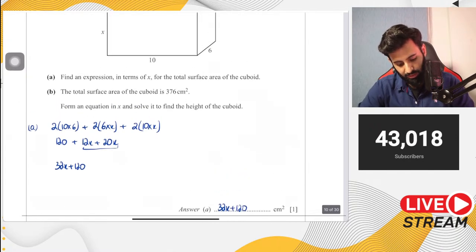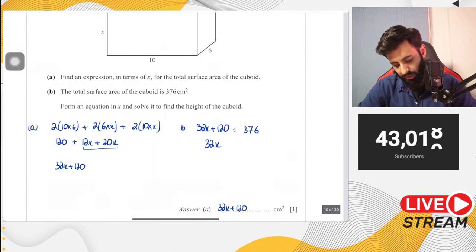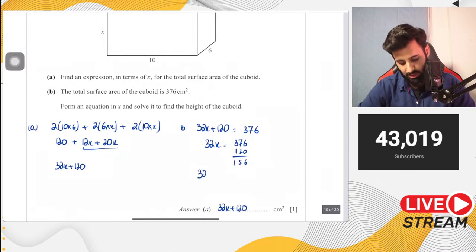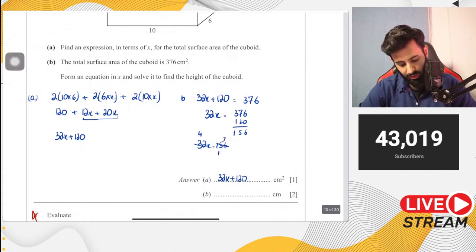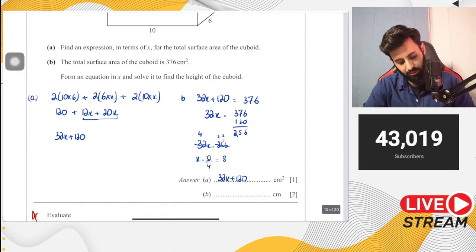Okay. Then it says the total surface area of the cuboid is 376. So that means 32x plus 120 equals 376. Now you have to solve this equation. 32x is equal to 376 minus 120. So let's figure that out. 376 minus 120 is 256. Sorry, not 156, it's going to be 256. So 32x is equal to 256. Dividing by 8, 8 threes are 24, 8 fours are 32. So x is equal to 32 divided by 4, which means it's equal to 8 centimeter. And there you go, that's your answer.